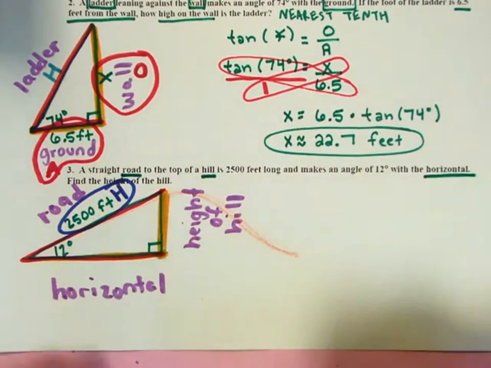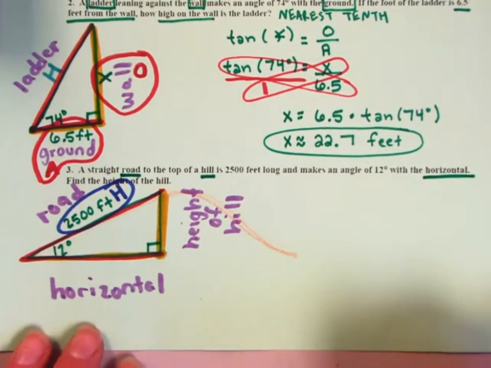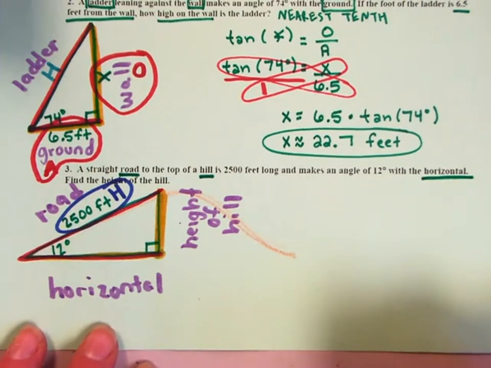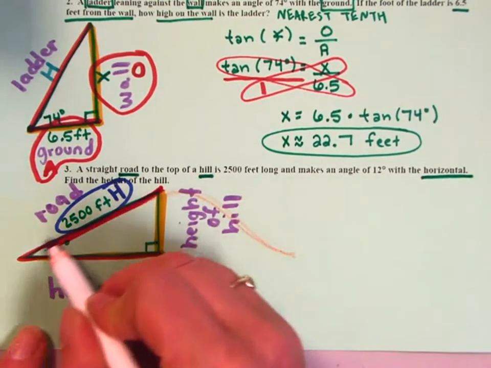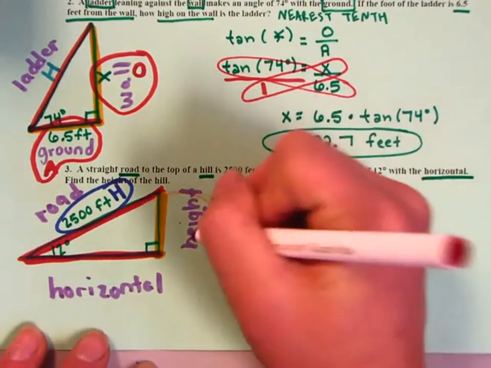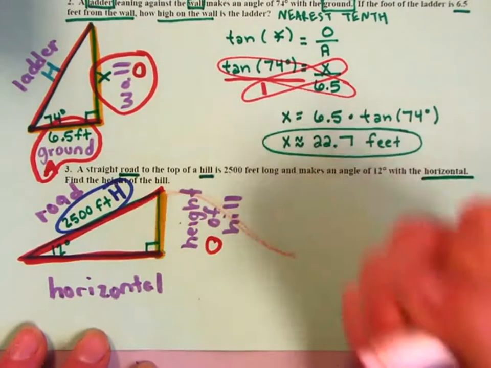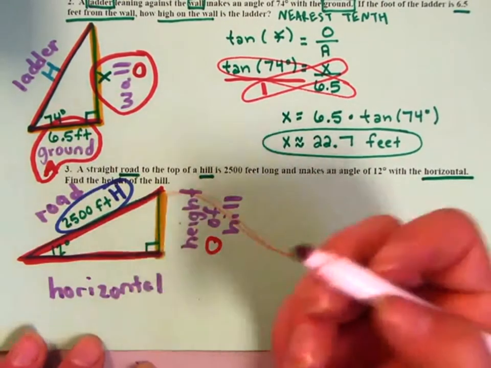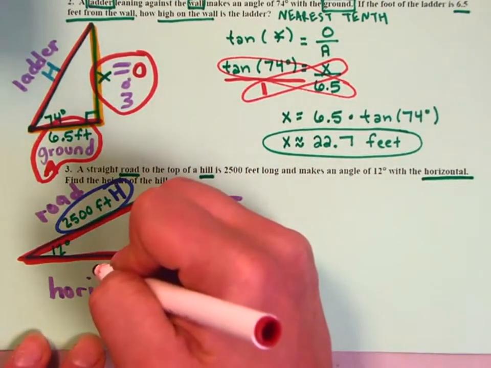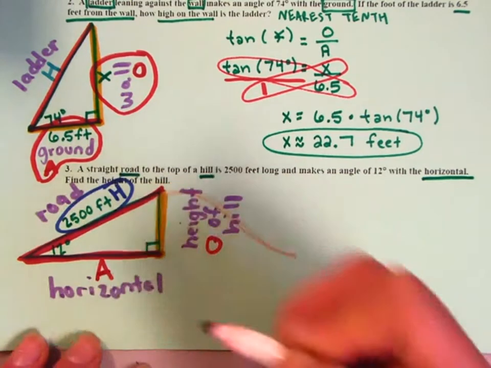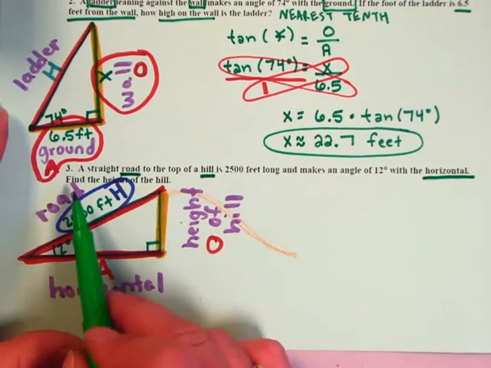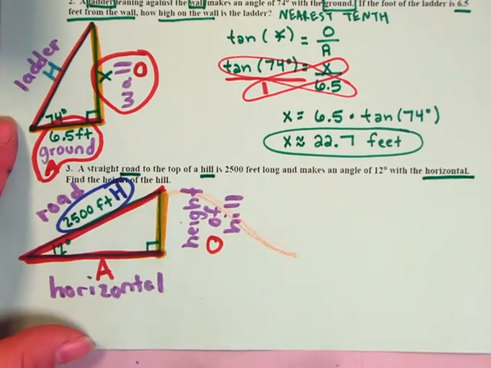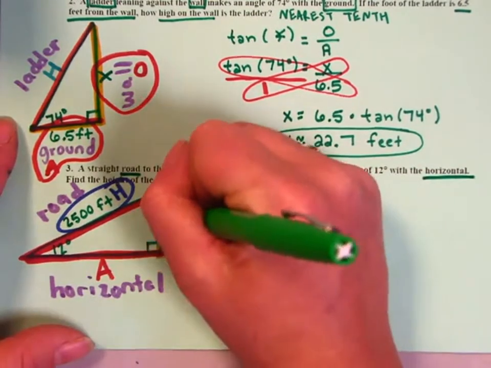Which side is my opposite? The height of my hill is my opposite. And that means the horizontal is my adjacent. Now, let's go back. Sometimes you miss something. We're going to go back to the problem. What were we trying to find? We were trying to find the height of the hill. So the height of the hill is our variable, so that's our x.